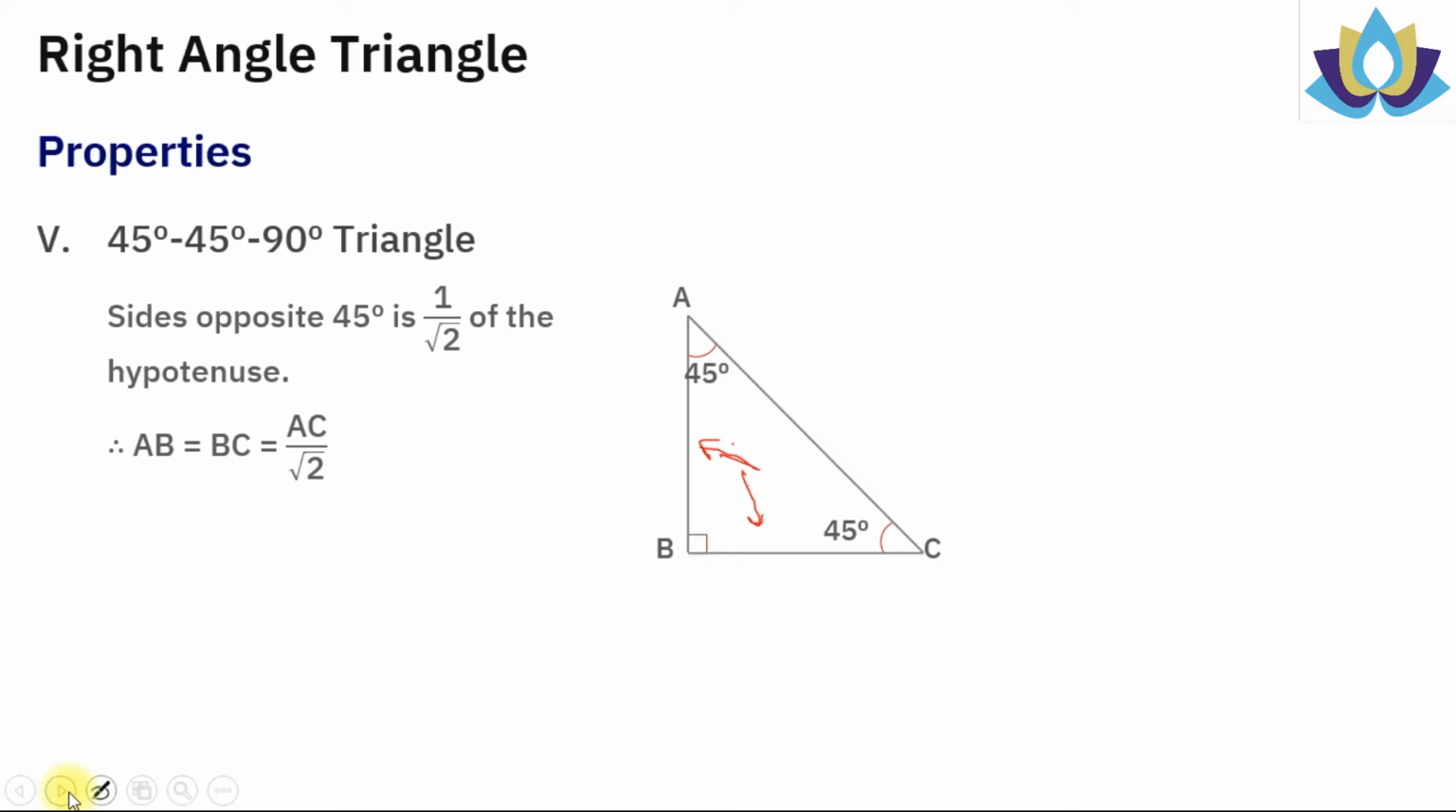Fine. And in the same way, the ratio of the sides will always be like this: 1 is to 1 is to root 2.